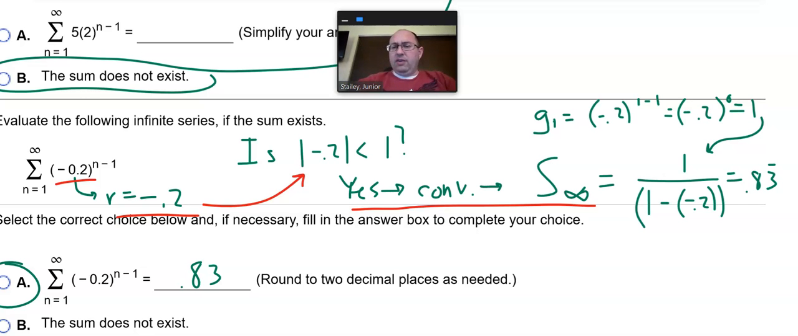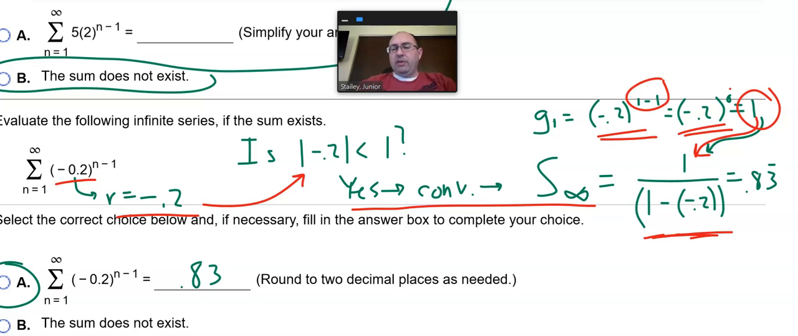All right, so we need to know the first term. We plug in a 1 to find the first term, right? 1 minus 1 is 0. Anything to the 0 power is 1. So we just figured out that the first term was a 1. Then we've got 1 minus r on the bottom there. 1 minus r, well, that does end up being addition. So we've got 1 over 1.2.